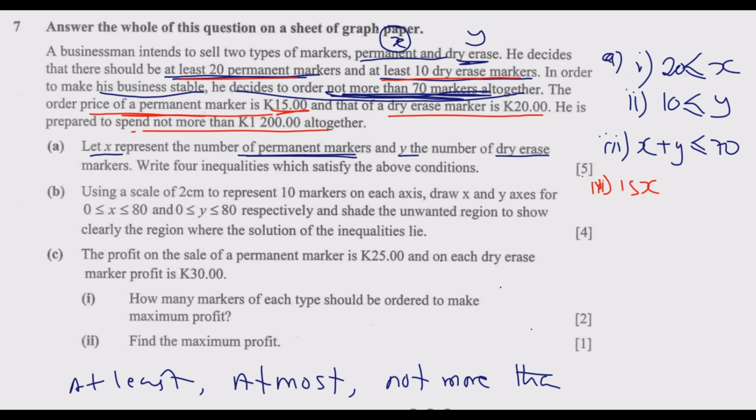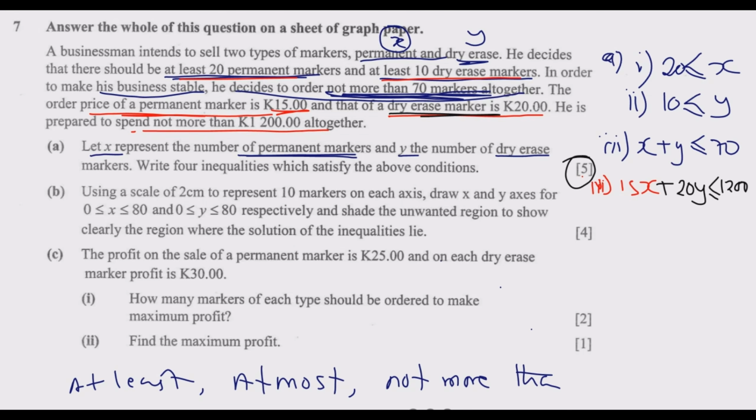And that of the dry erase marker is 20 multiplied by the number of dry erase markers that we buy, which is Y. Then this should not go beyond 1,200, which is the budget. Once we have these four inequalities, we get the 5 marks in this case. Then let us move to question B.